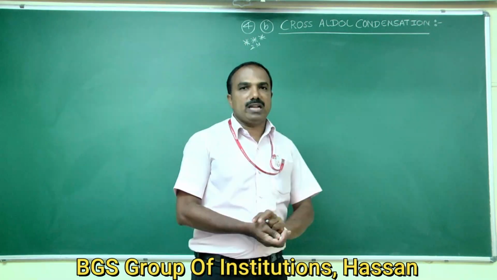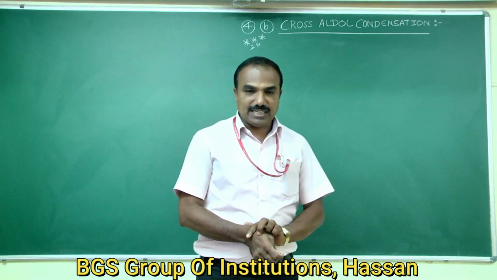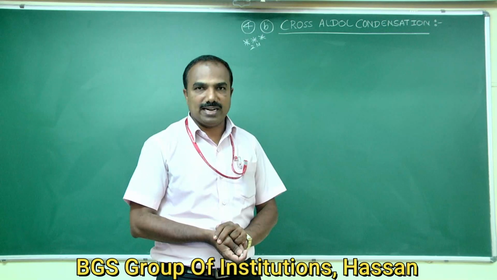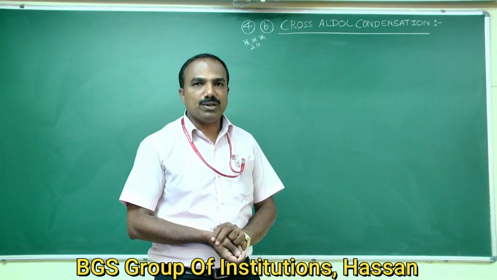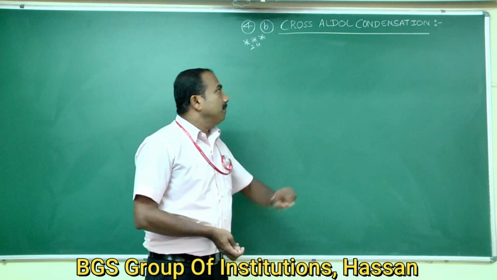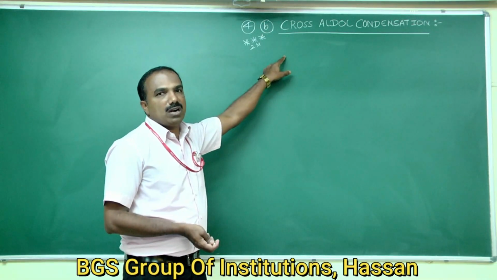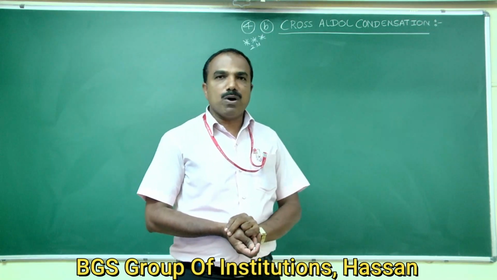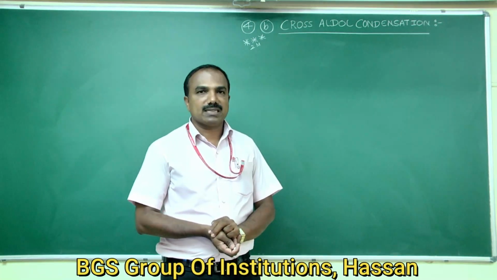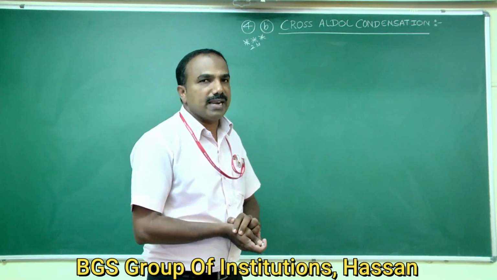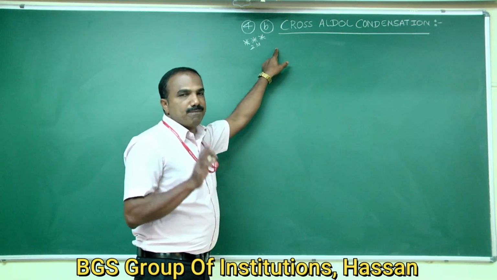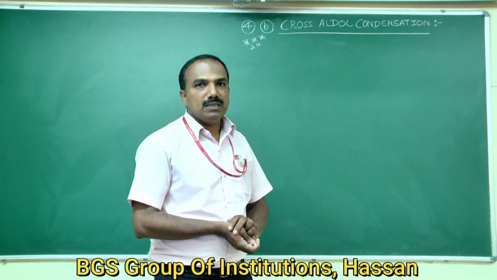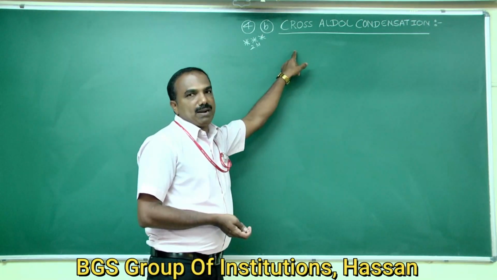What is cross aldol condensation? When aldol condensation is carried out between two different aldehydes, the product formed is called cross aldol condensation. If both different aldehydes contain alpha hydrogen atoms, then 4 products are formed.